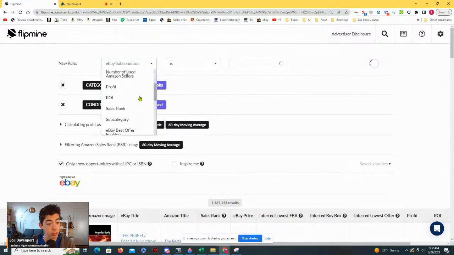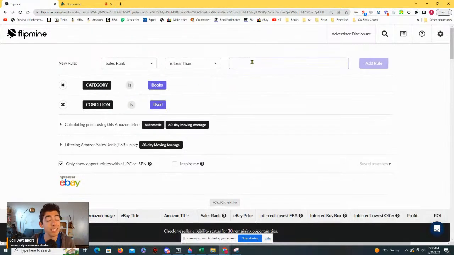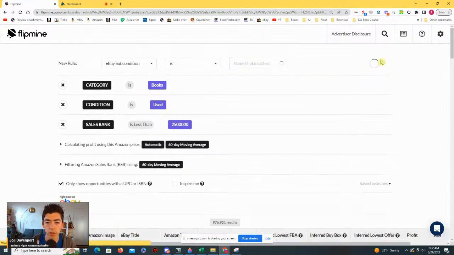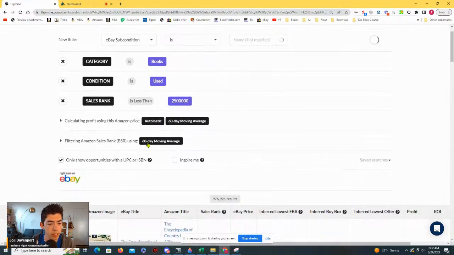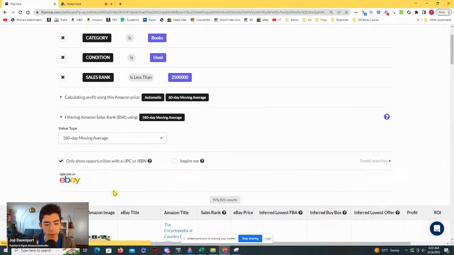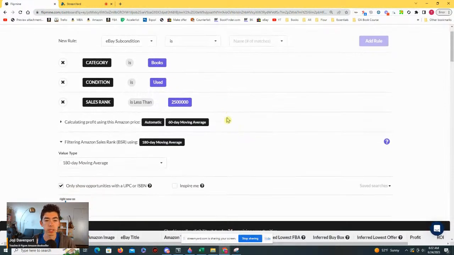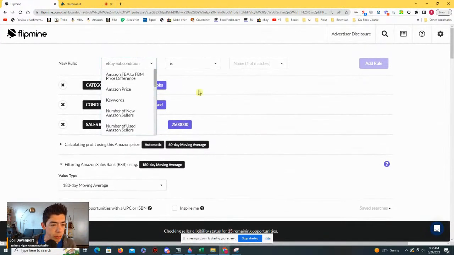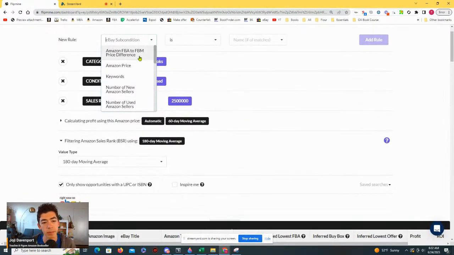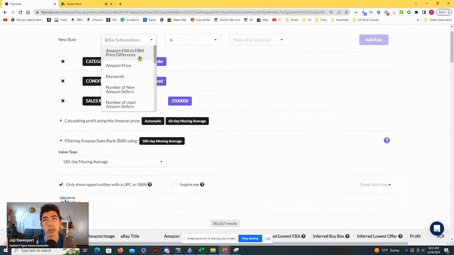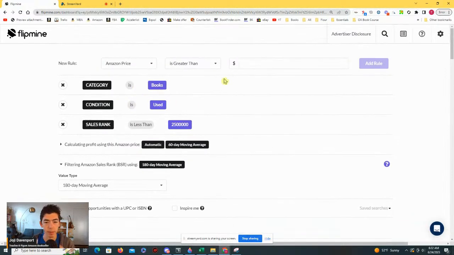Now, sales rank is really important because we want to find books that do sell. I tend to look at longer tail books, but we still want to make sure the books are selling. So I'm going to go less than 2.5 million, and I'm going to add that rule. Let's filter that not over a 60-day moving average, but over a 180-day moving average. Let's see, what else should we put up here? We have an Amazon FBA to FBM difference. Interesting. That means there must be a little bit of a prime bump or something like that. I guess we could play around with that filter. Let's go with Amazon price. Let's have the Amazon price greater than $70.